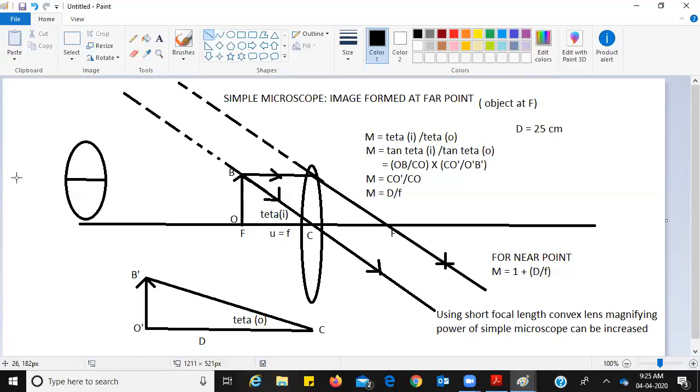It's like a chemistry concept, element and compound. Wherever more than one lens is used, we call it a compound. So the next topic is the compound microscope. There also we have two cases, image formed at the near point and at the far point. So can I leave this and go on, if you're fine? Fine.